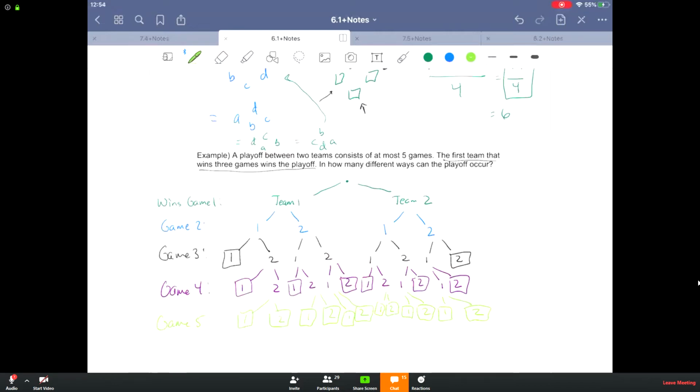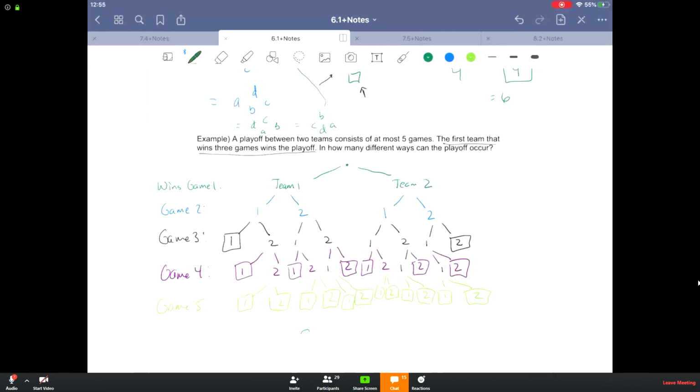And if you count up the number of boxes, there should be 20. So 20 possible outcomes. There is a faster way to count these, which we'll see. It's a little bit trickier though, because some of these are tricky to count. But that's an example of a tree diagram. All right, any questions on that one?